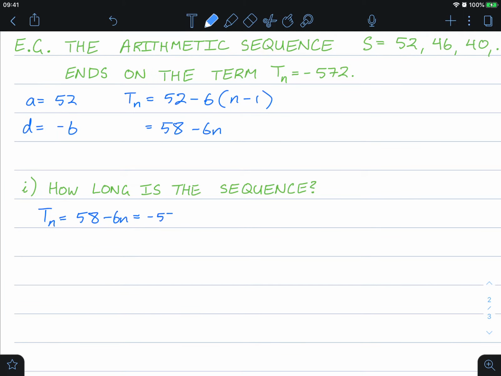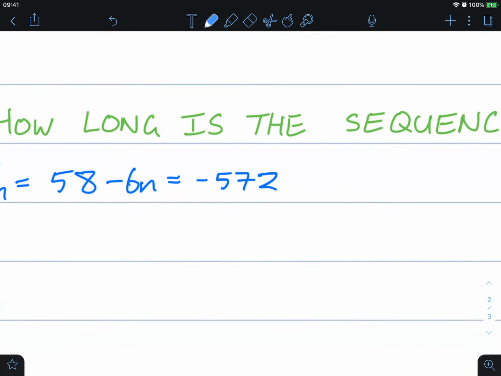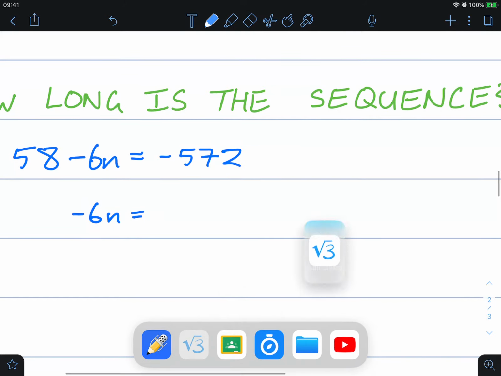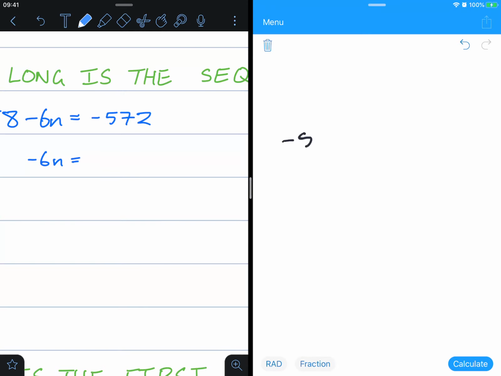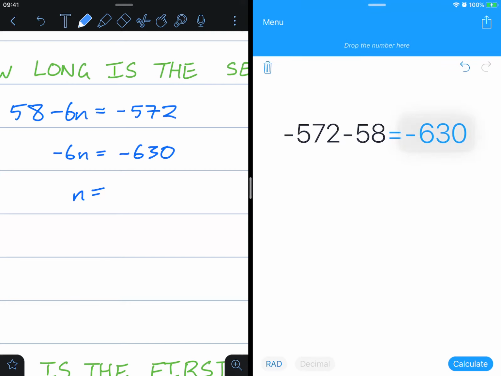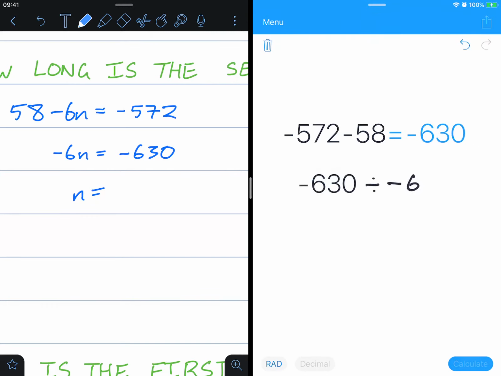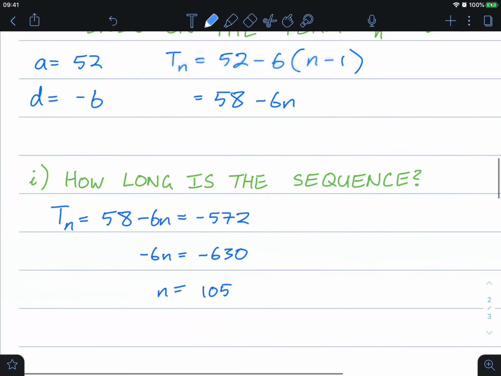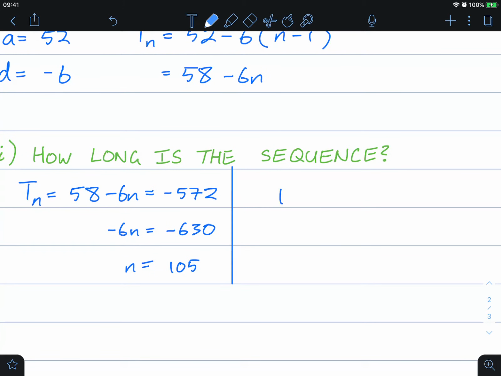so -572. Solving this equation, we get -6n is equal to, I cannot do that in my head, -572 minus 58, that's -630. Dividing this by -6, n is equal to 105. So how long is this sequence? It is 105 terms long.